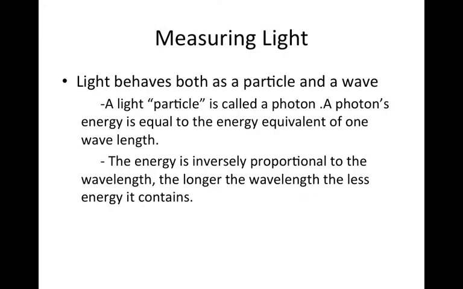That brings us to measuring light. The first thing to know about light is that it behaves as both a particle and a wave. A light particle is called a photon, and a photon's energy is equal to the energy equivalent of one wavelength, meaning that one wavelength can be considered a photon. The energy is also inversely proportional to the wavelength, meaning that the longer the wavelength, the less energy it contains, and the shorter the wavelength, the more energy that it contains.